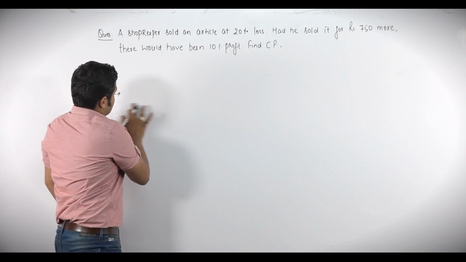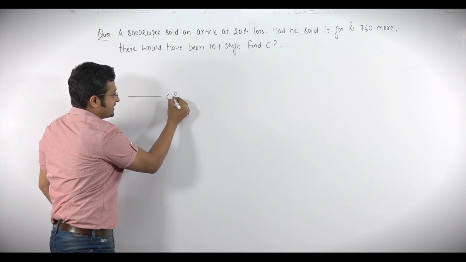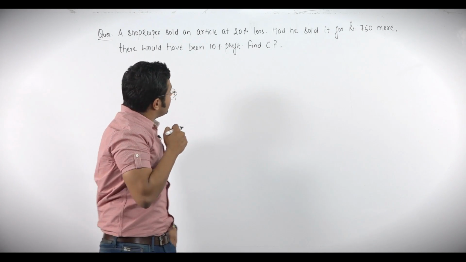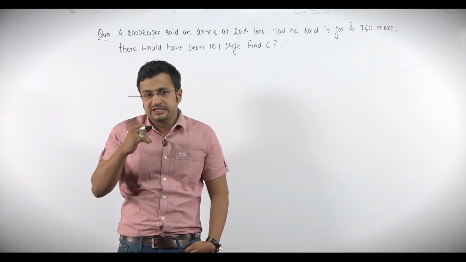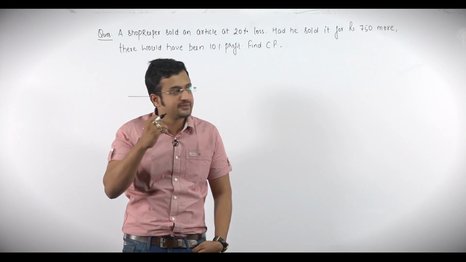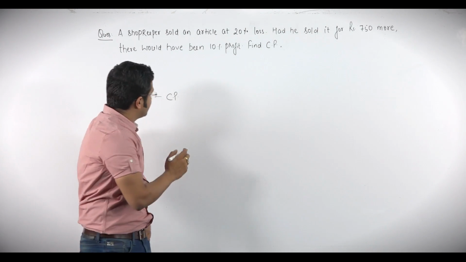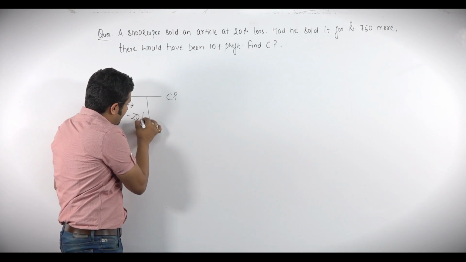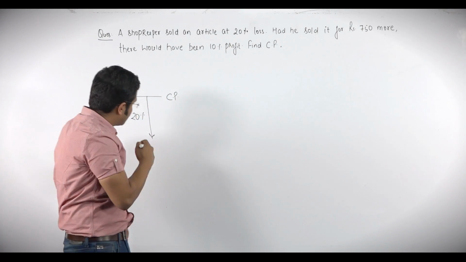Look, in first case, let's say here is our CP. This is the cost price. In first case, he sold the article at 20% loss. So can I say 20% of cost price is equal to the loss? That means he sold the article 20% below the cost price.